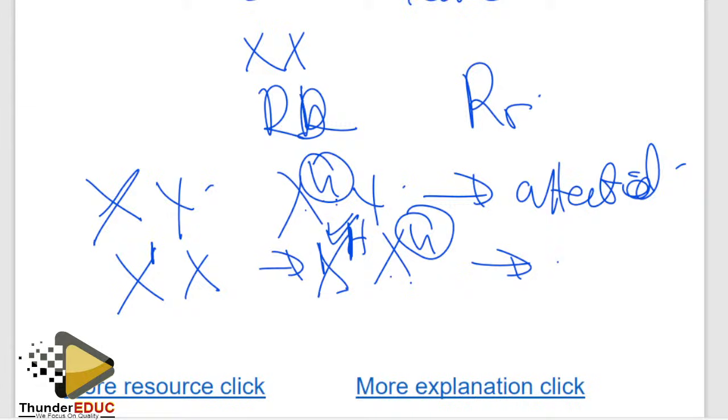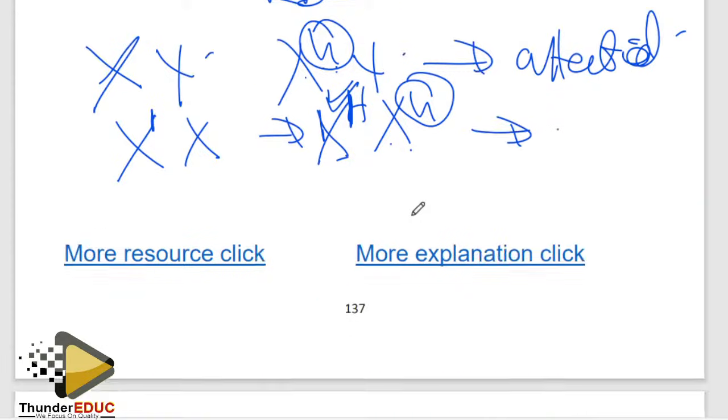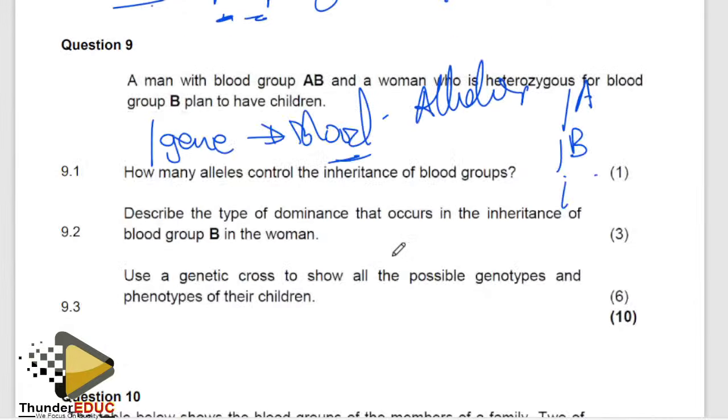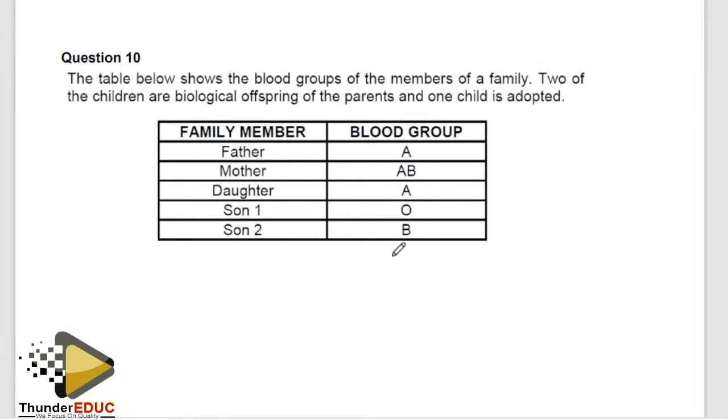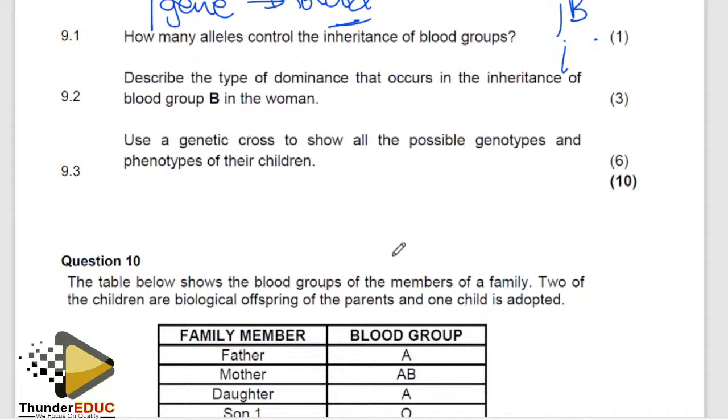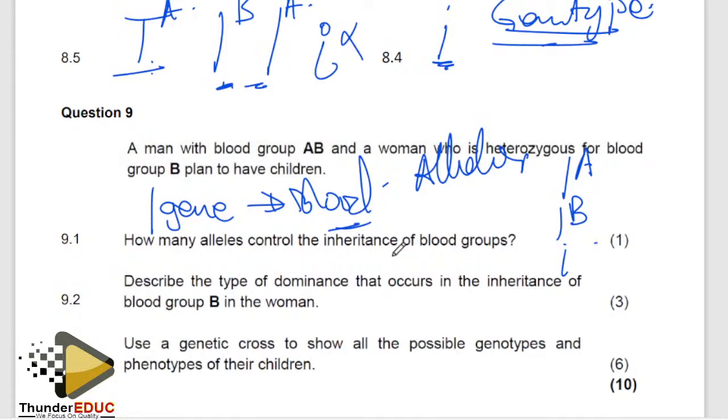This question they can come for 3 marks. Is it possible for a person of blood group A marrying a person of blood group B and they produce a child of blood group O? Is it possible? Yes, it is possible. How do I know it's possible? You look at the genetics.